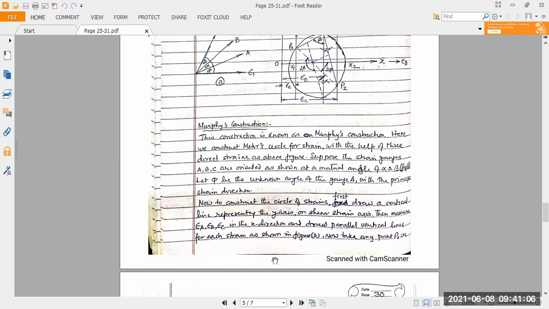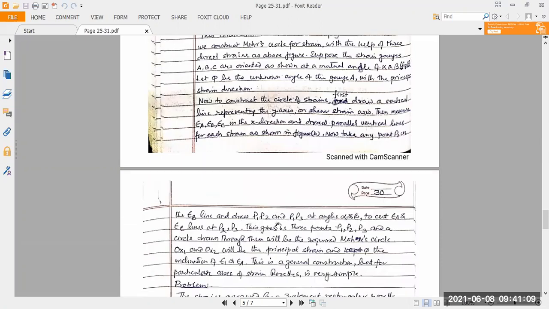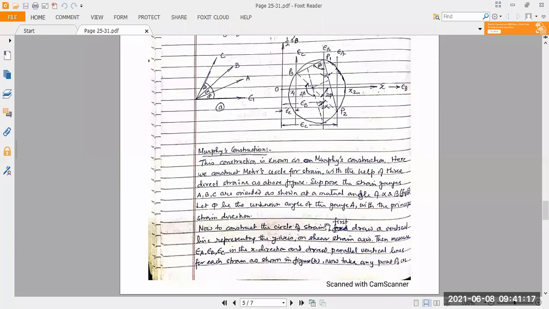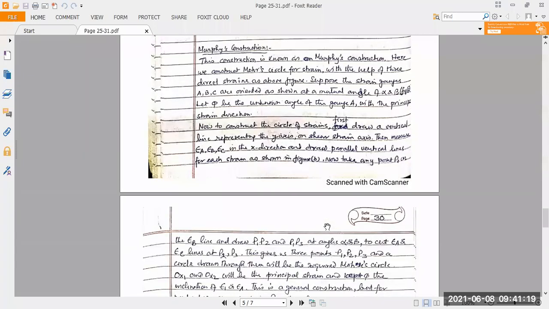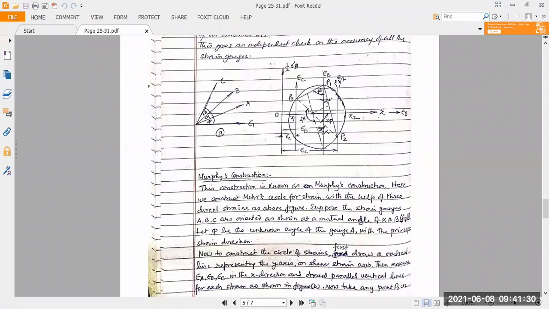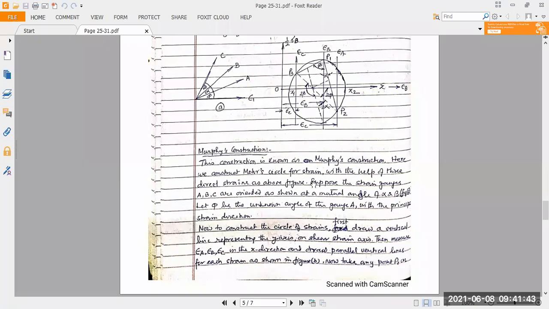So we take any point P1 and draw P1P2 and P1P3 at angles alpha and beta. These lines cut the epsilon A and epsilon C lines at P2 and P3. This line, if we drop it at this angle, will intersect the epsilon A line at P2, and this line will intersect the epsilon C line at P3 itself.